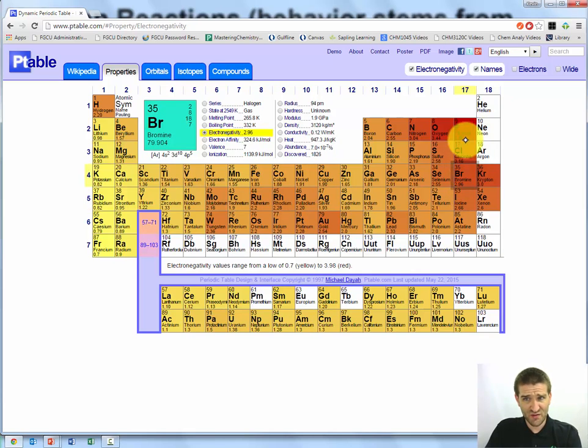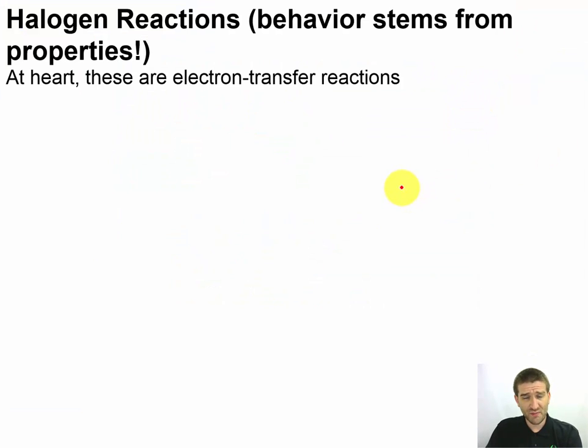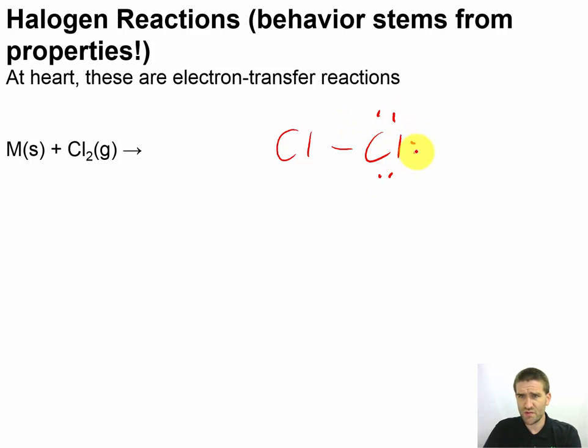But still, these electronegativities are so large, they're going to drive electron transfer processes. Now, as a result, that's what we're going to be talking about. These are going to be electron transfer processes at heart. Now, if we take a generic example, like a metal and chlorine, or any of the other halogen molecules, what we'd end up seeing is that we're going to have chlorine, and of course its Lewis structure looks something like this.